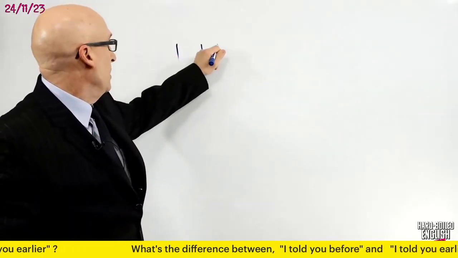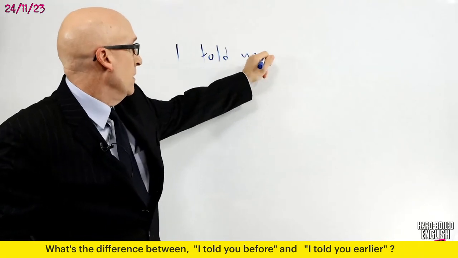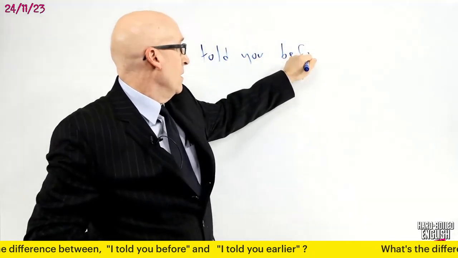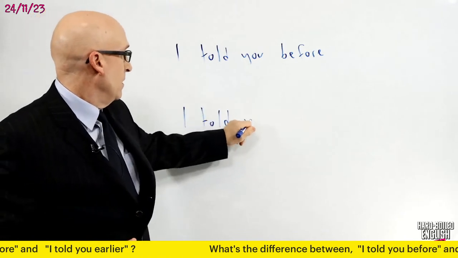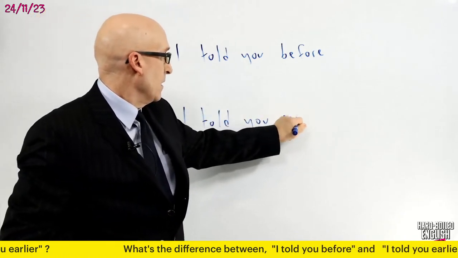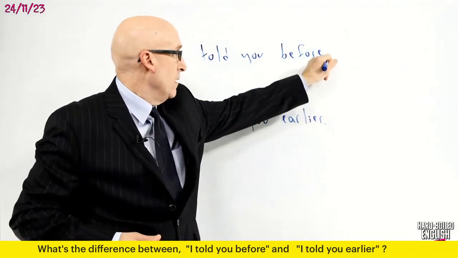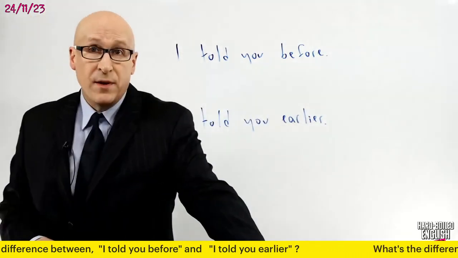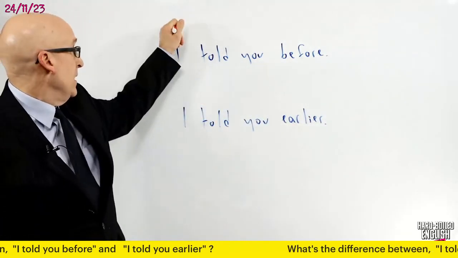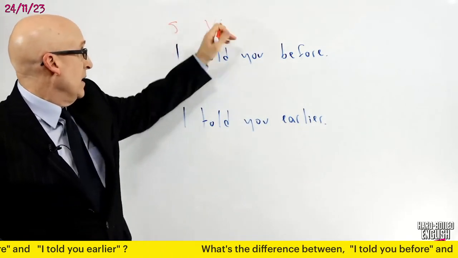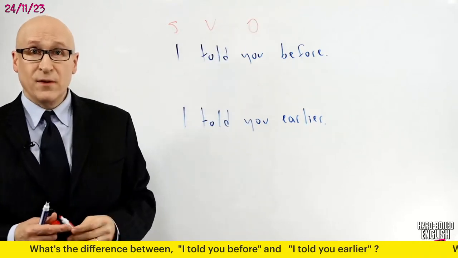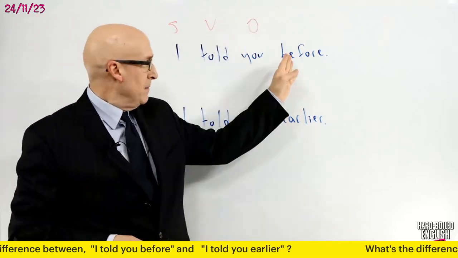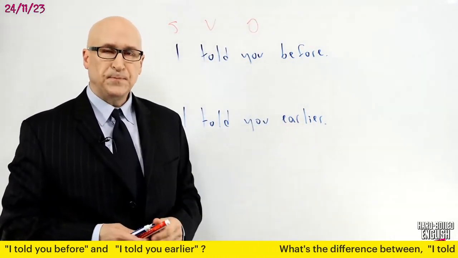I told you before, or I told you earlier. So there are a lot of similarities here, right? We have the same subject, we have the same verb in past tense, and we have the same object. So it's a very simple sentence. But then we have this.